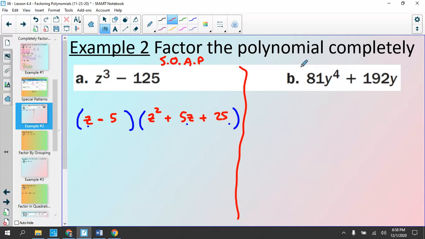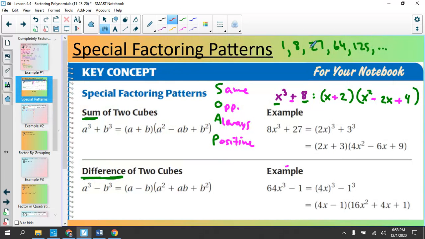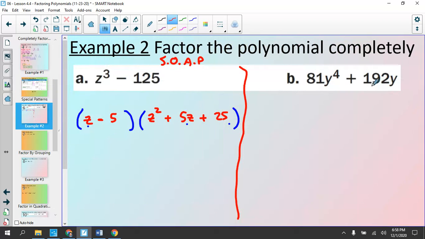Part B, we're starting to look at, well, Mr. Pro, you just wrote these perfect cubes, and 81, you jumped over 81. 81's not on that perfect cube list. Neither was 192. And I'm also looking at, well, what the heck? There's a fourth power here. That's not a perfect cube. So this is one we're going to have to take out as much as we can.